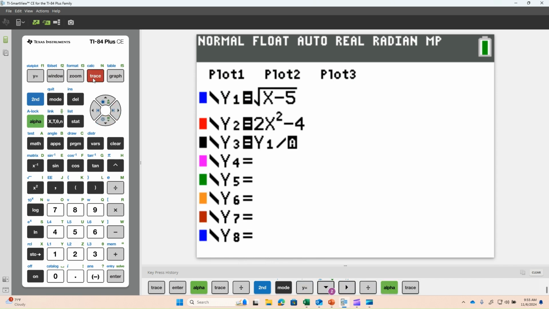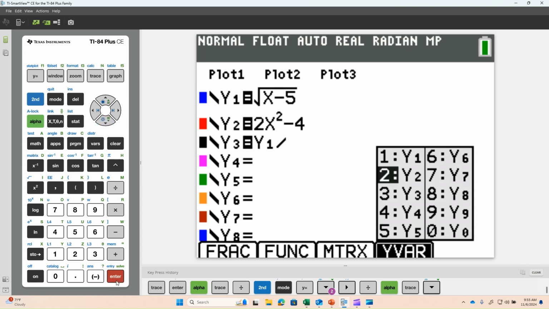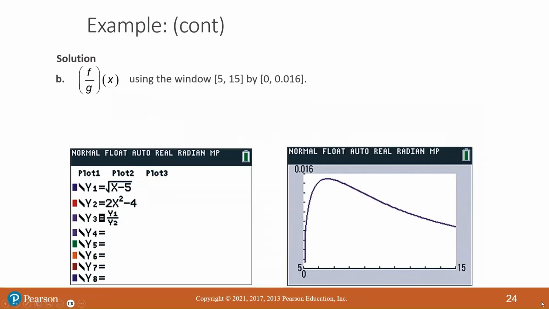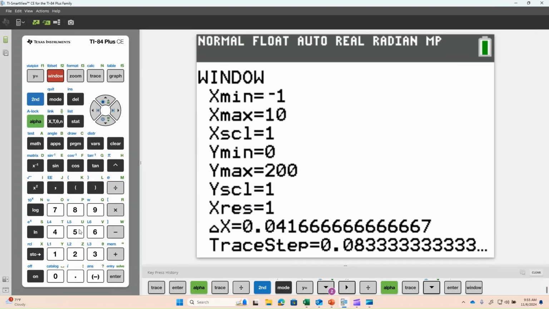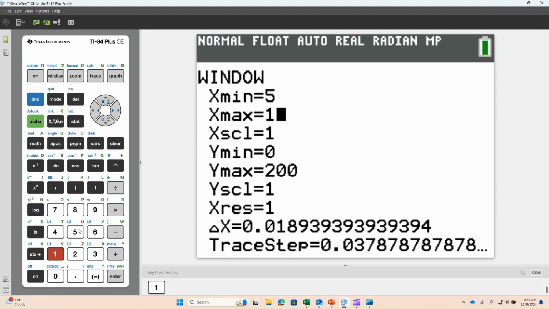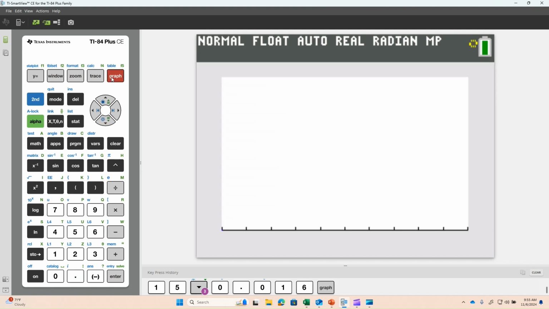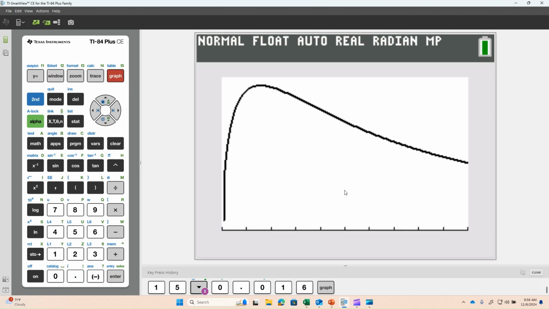Divided by y2. So now I have f of x over g of x. I'm going to do it on the specific zoom of 5 to 15 and 0 to 0.016. So if I go to window, I'm going to graph it on 5 to 15, and then 0 to 0.016. I'm going to hit graph, and I have graphed the composition of the function here.